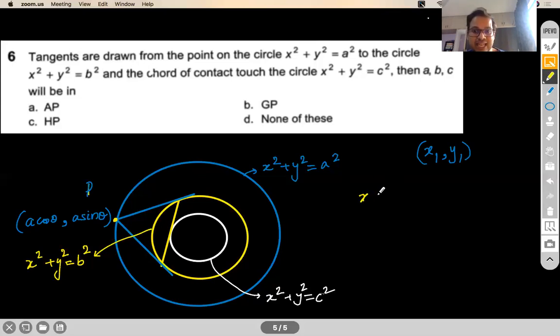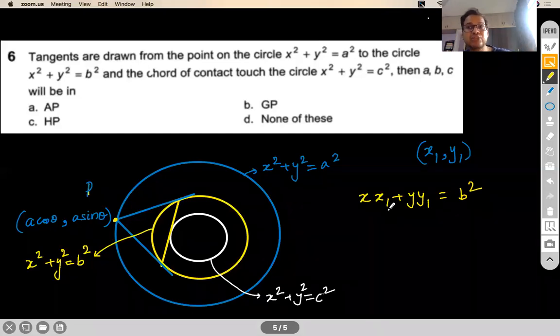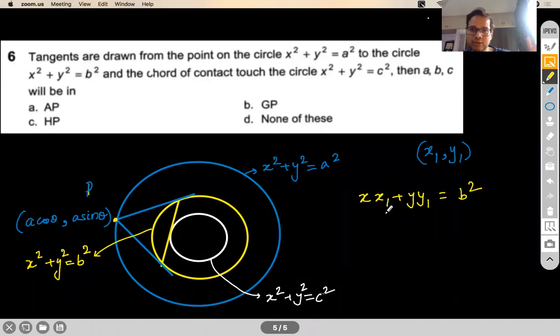Equation of the chord is given as xx1 plus yy1. In this case, it will be b square because you're drawing it to the circle having the radius b, not to the circle having radius a. See the concept involved here. The point is on the blue circle, but you are drawing a chord of contact to the yellow circle. So you'll find T equal to 0 with respect to the yellow circle using the point x1, y1, which lies on the blue circle.